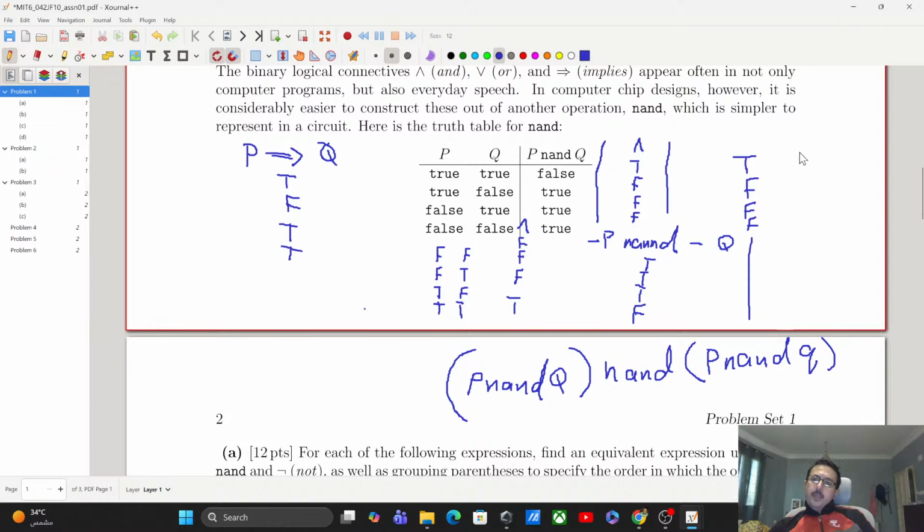So what else do I need? I need, can't use AND. It's gonna be NAND again. Okay, this and this. This NAND this. This is gonna be true.